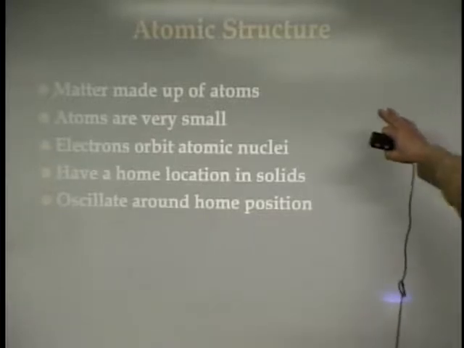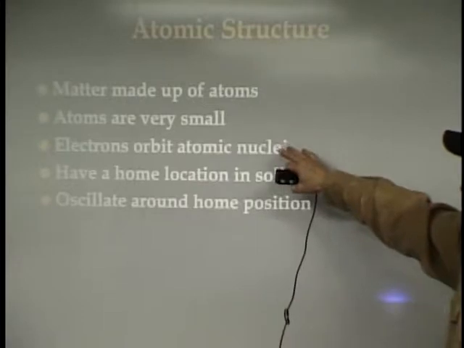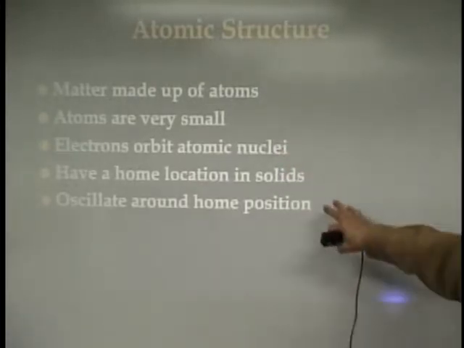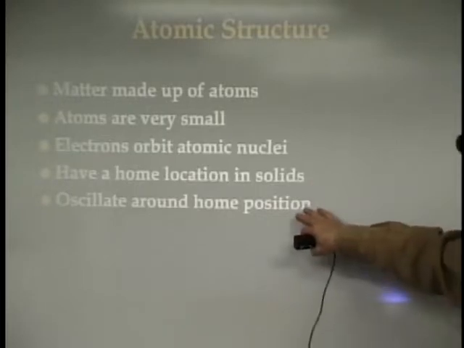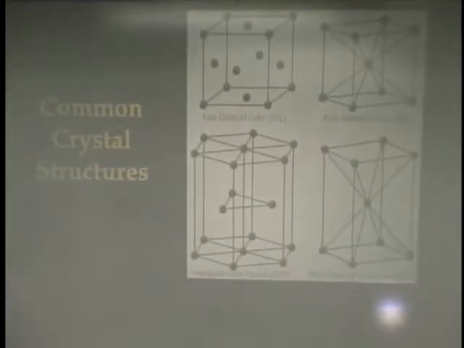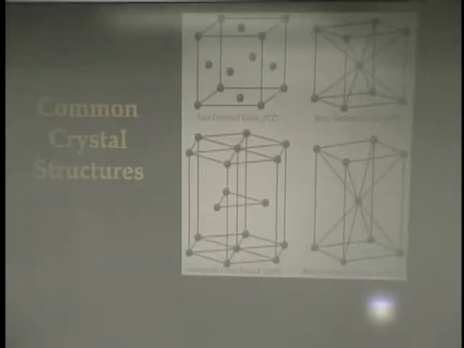Atoms, atomic structures. Matter is made up of atoms. Atoms are very small. Electrons orbit the atomic nuclei. They have a home location in solids, and they oscillate around that home location. Here are some common crystal structures. Pay attention to these. They're in your book. The four basic unit cells in metals.